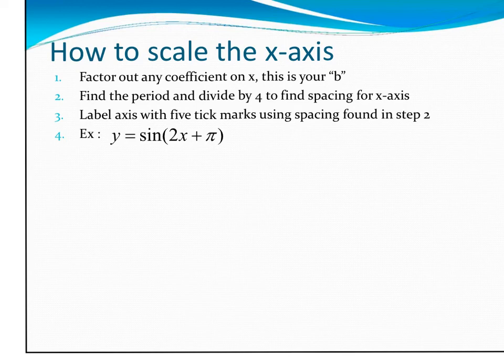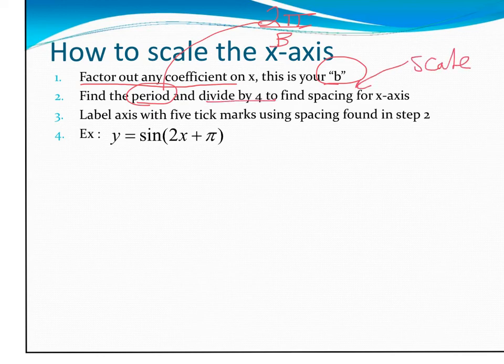So here's the steps we're going to go through to find the scaling or the labels for the x-axis. First, we are going to factor out any coefficient on x, and this is going to be the b value. Next, we're going to find the period for the graph. Recall we get that by doing 2 pi divided by b, and then we're going to divide it by 4 to get the spacing, or the scale, for the x-axis. This is going to be the increment amount that we will use as we increase values along the x-axis.